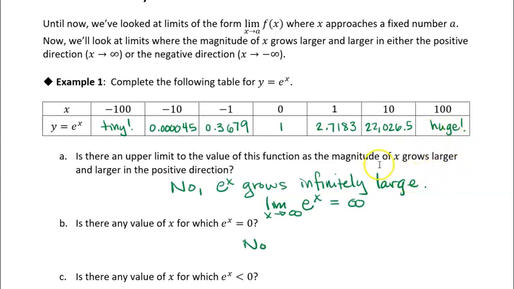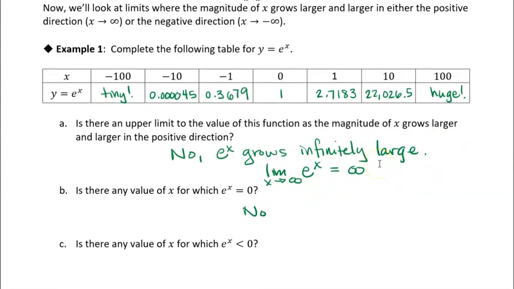So is there any value for which e to the x is less than 0? So negative, right? Less than 0 means negative. And that again is no. No, e to the x is always positive.